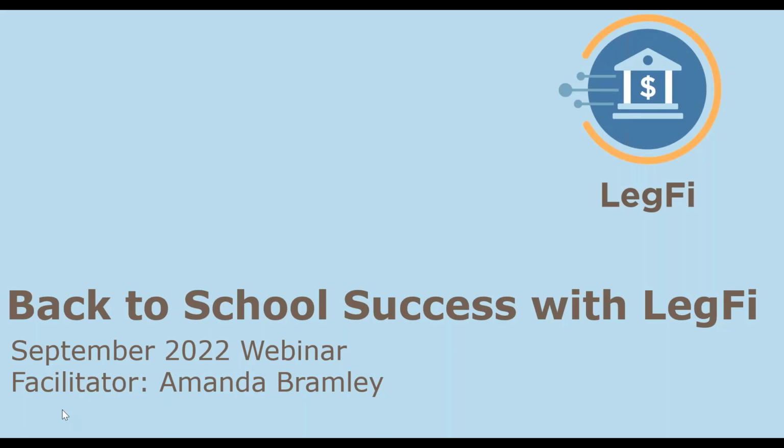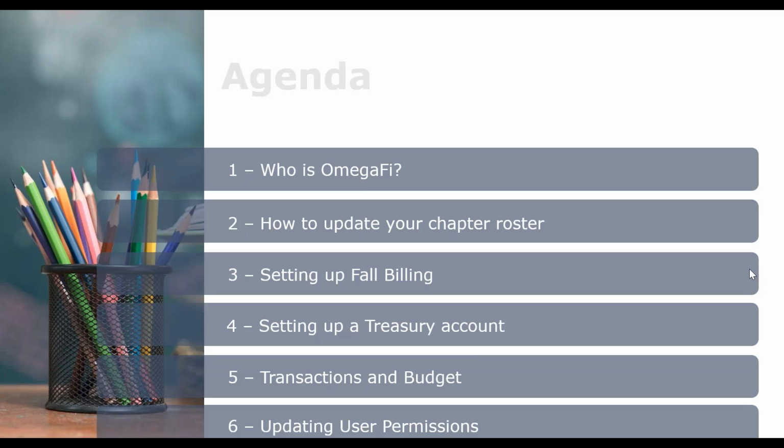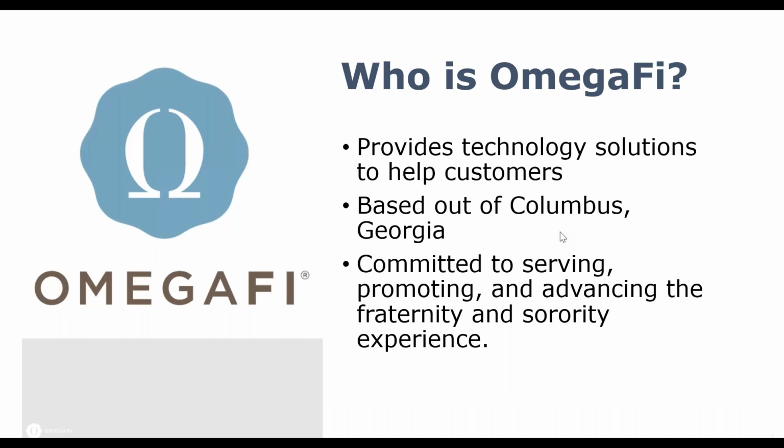Today we're going to cover the things you need to do to have success in the upcoming school year. Our agenda for today is who is Omega Phi, how to update your chapter roster, setting up fall billing, setting up a treasury account, transactions and budget, and updating user permissions. As always, we welcome questions along the way, so please feel free to ask, and I will answer them at the end. So let's get started.